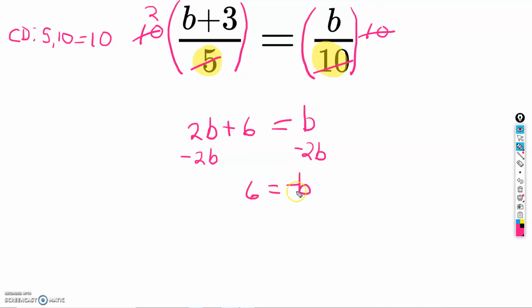Now, if negative b equals positive 6, and I don't want negative b, I want positive b, which means I want the opposite sign here. So if I take the opposite sign here, then I have to take the opposite sign there. So if negative b equals 6, then positive b is going to equal negative 6. So anytime you're in this situation, you have a negative variable equals whatever number, you flip the sign on the variable, flip the sign on the constant, and you'll end up with your answer.